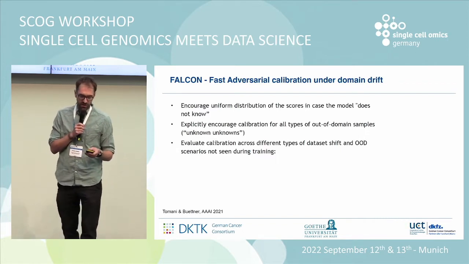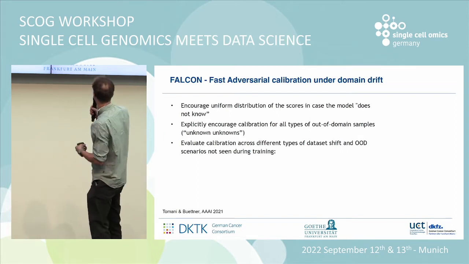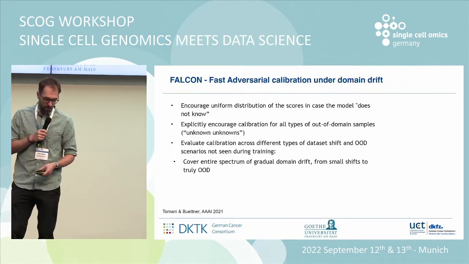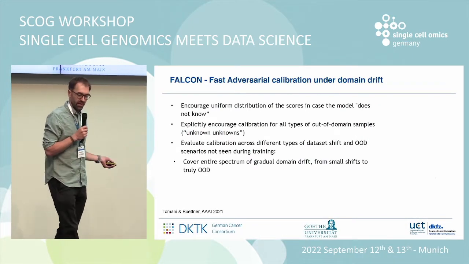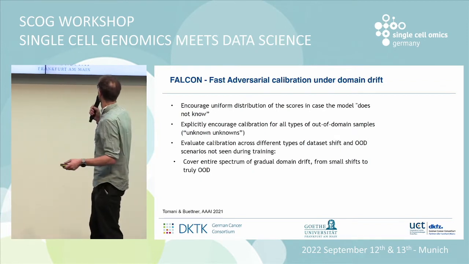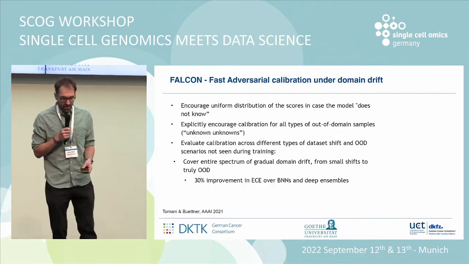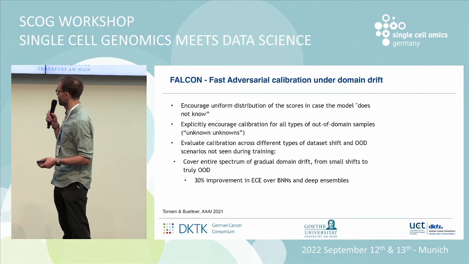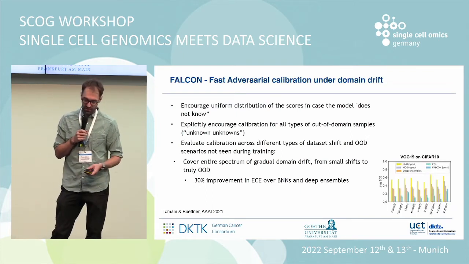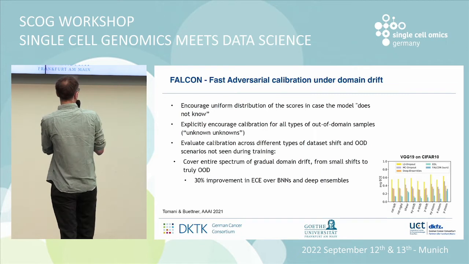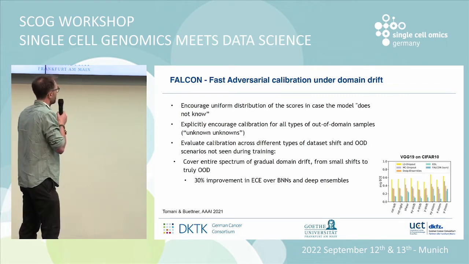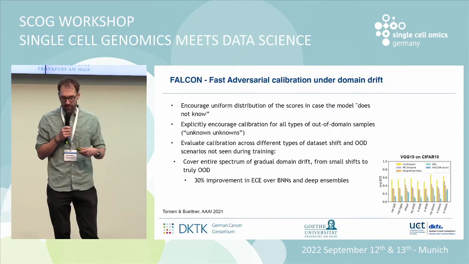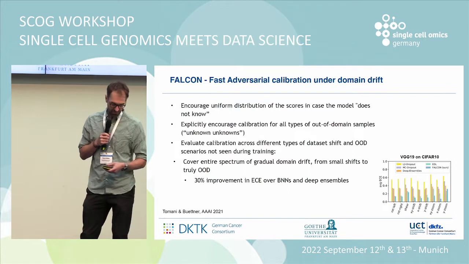We evaluated calibration across different types of dataset shifts, including completely out-of-distribution data, and found that overall our model performed very well, covering the entire spectrum of gradual domain shift from small shifts to truly out-of-distribution data. We had an improvement in ECE over Bayesian neural networks, as well as deep ensembles, of 30% on average. And this is just an example where you can see a number of other baselines that are trained already to have a good predictive uncertainty, but still make very overconfident predictions under domain drift.